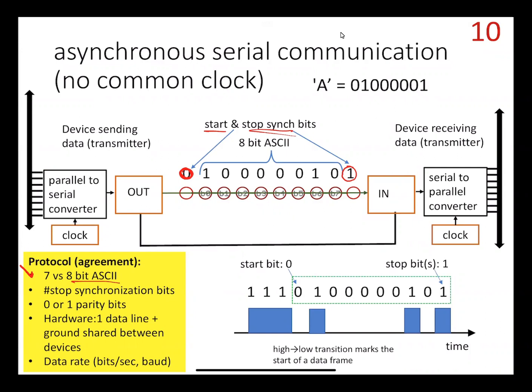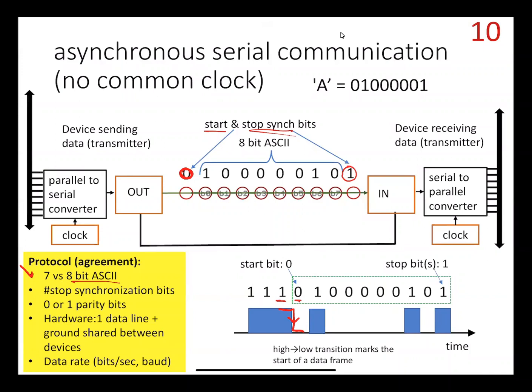From a preceding frame of information, there would be a 1 on the line, so the line is held high. And when a new frame of data is sent, the very first thing that is sent over is a 0. That's our start bit. And so what we see is a high to low transition on the data line. And the receiver knows that a high to low transition marks the start of a new frame of data. So that's how it gets synchronized.